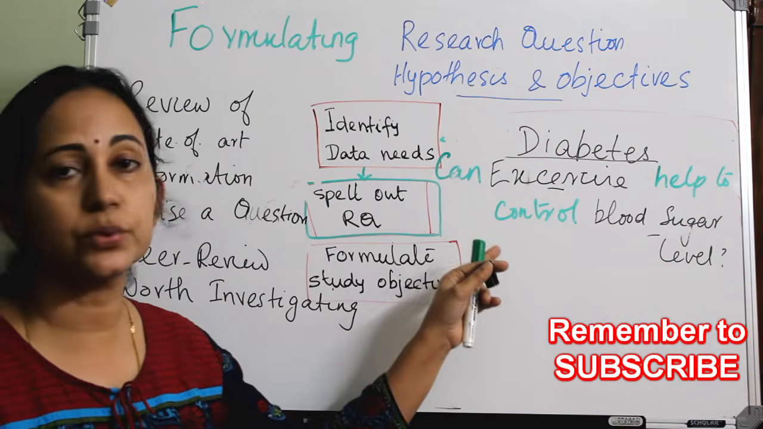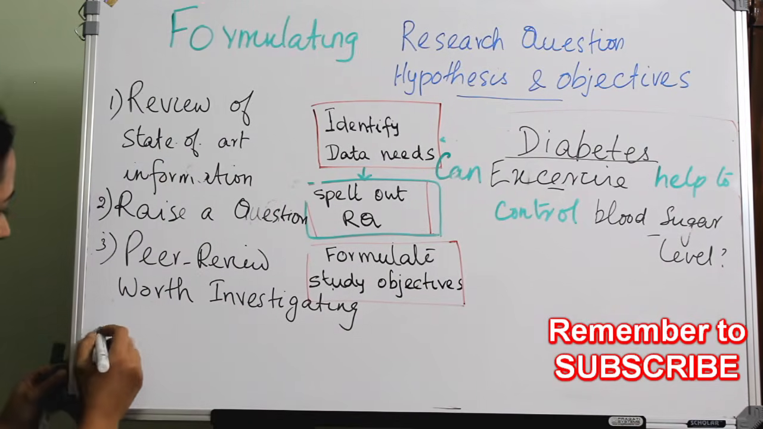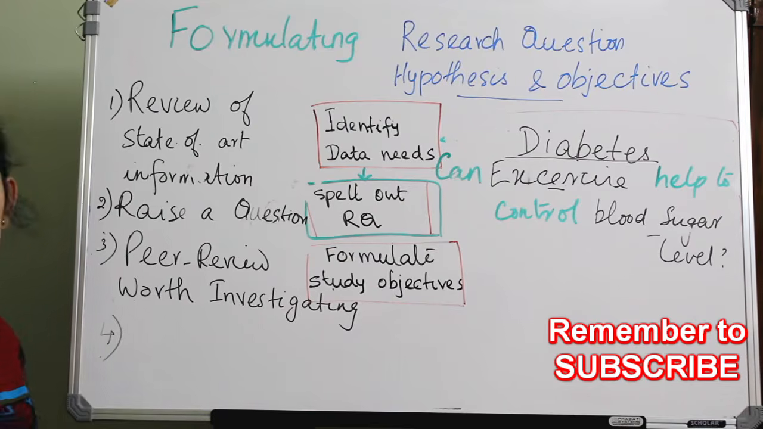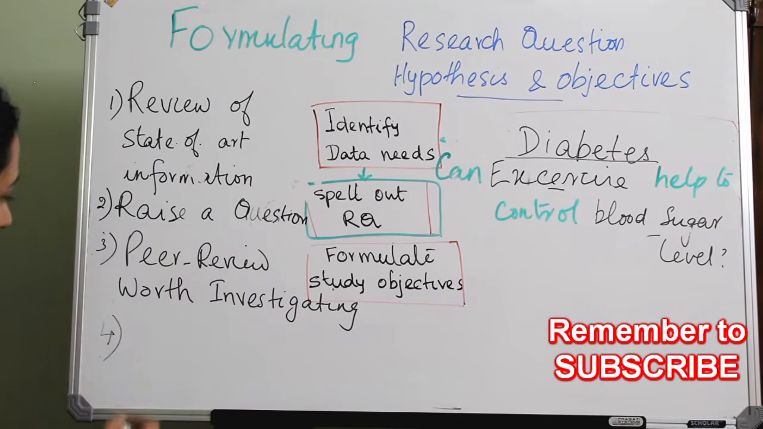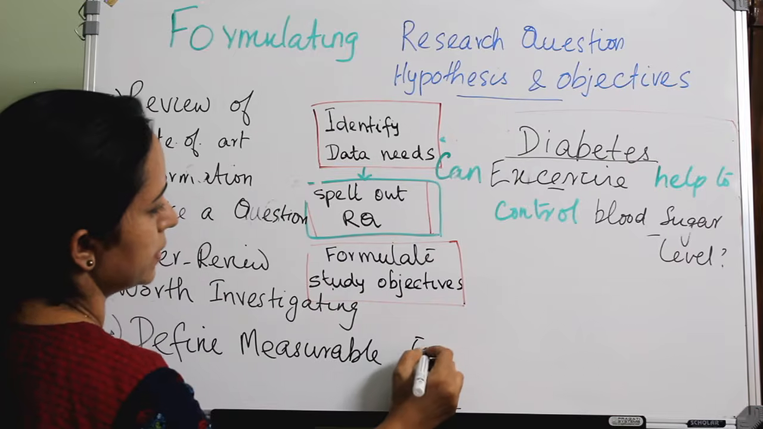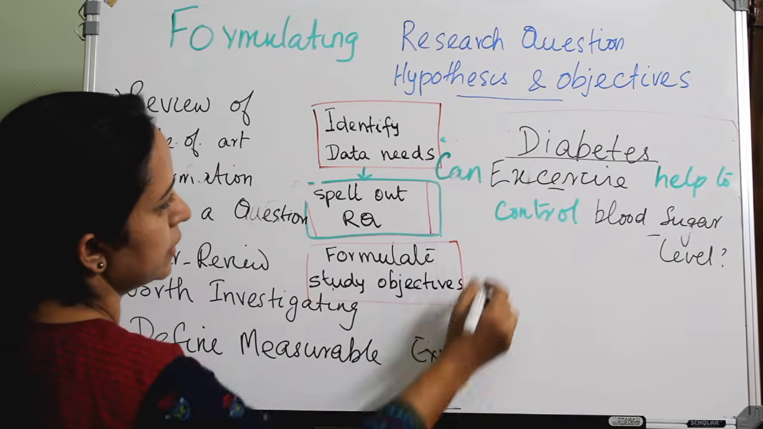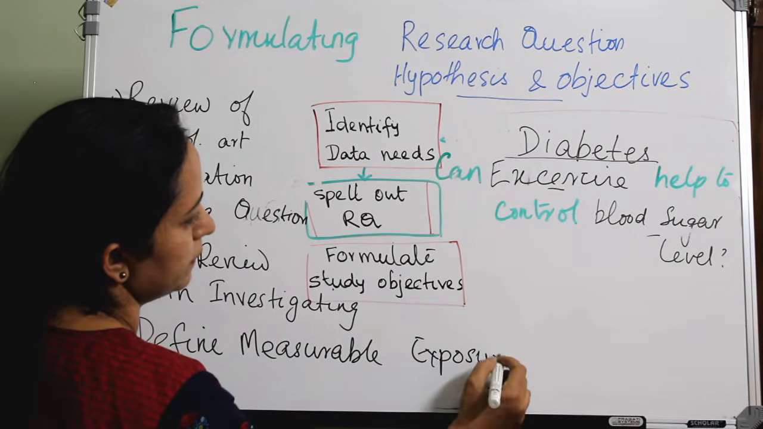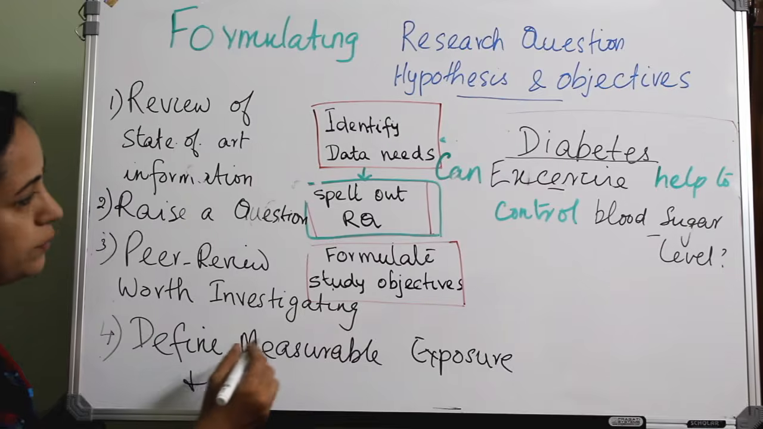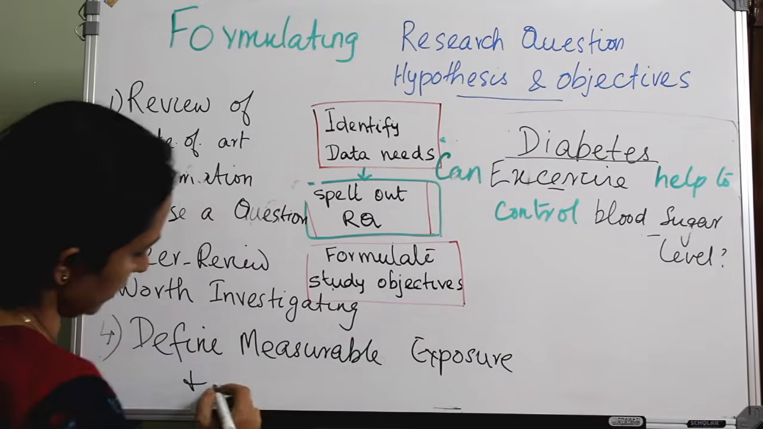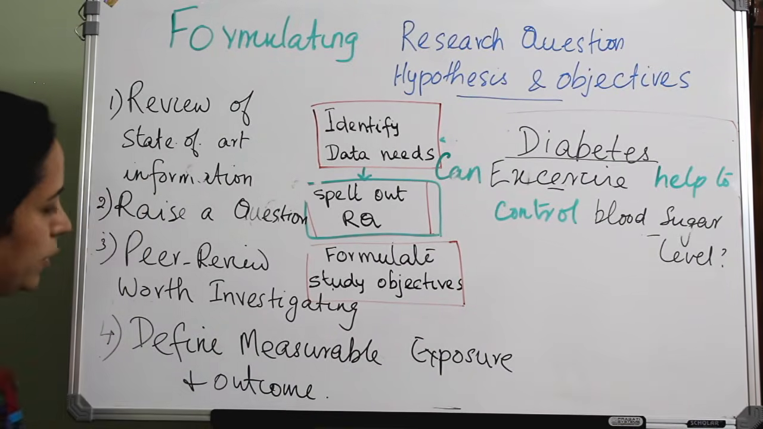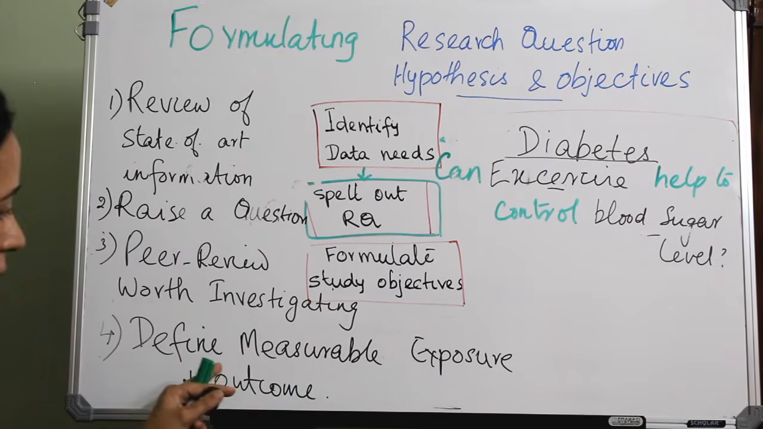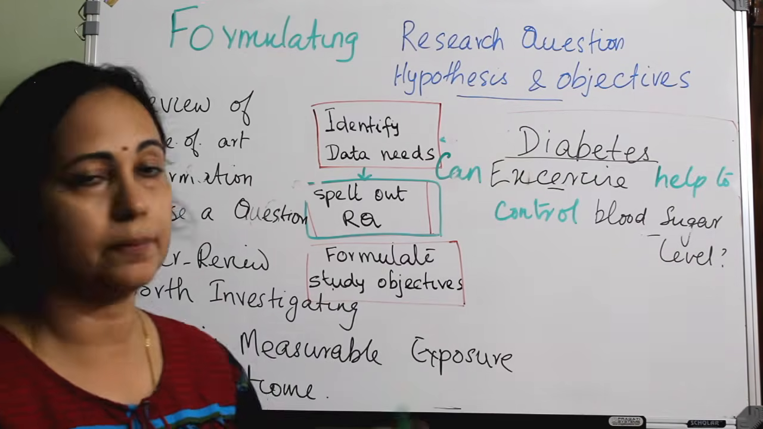Okay. So then comes the fourth step, that is define measurable exposure and outcome. What is the exposure here? Exercise is the exposure, and what is the outcome? The blood sugar level is the outcome. So I have to define a measurable exercise and blood sugar level.